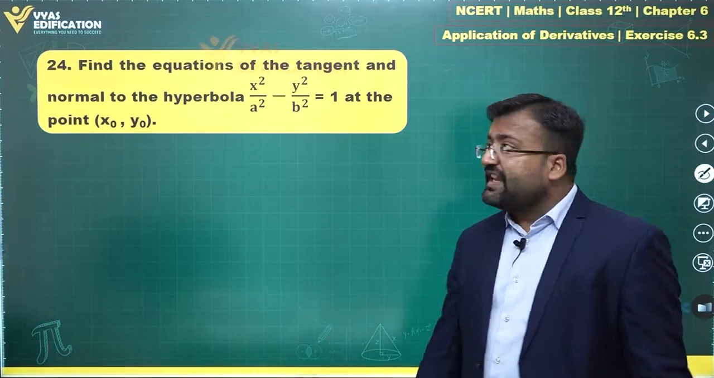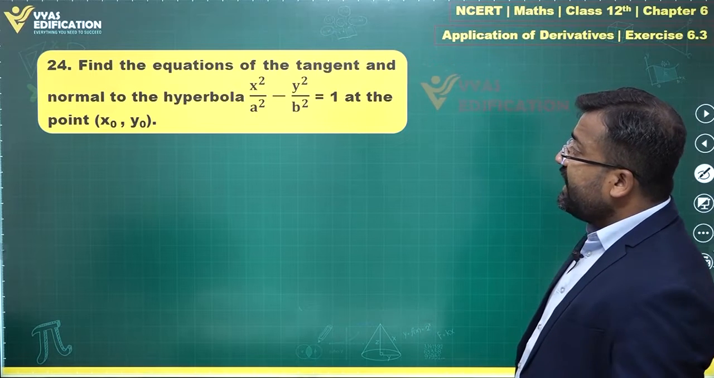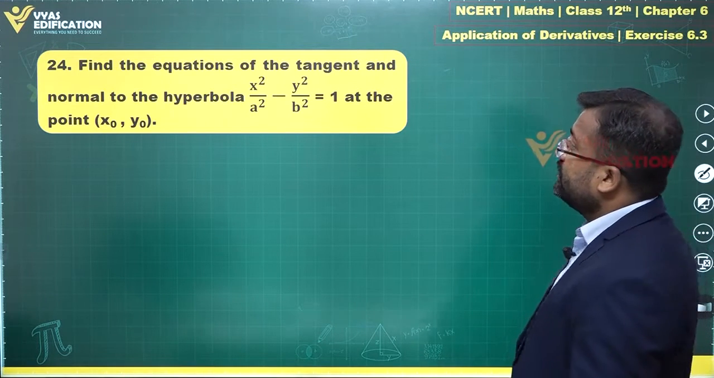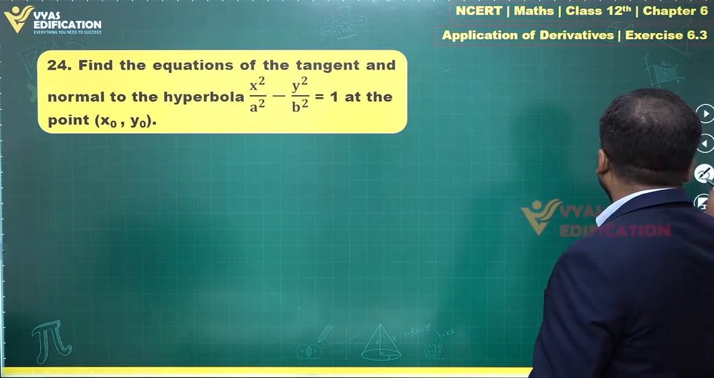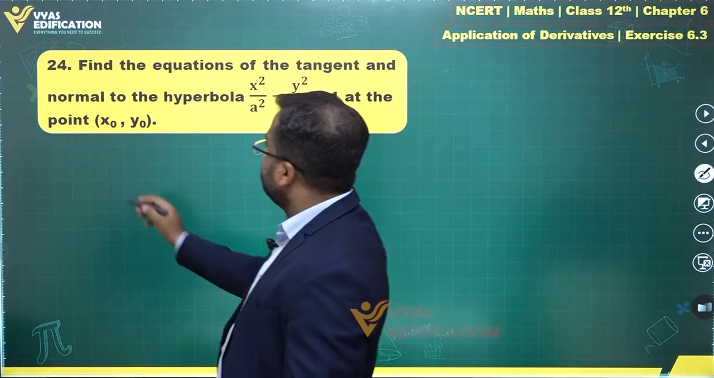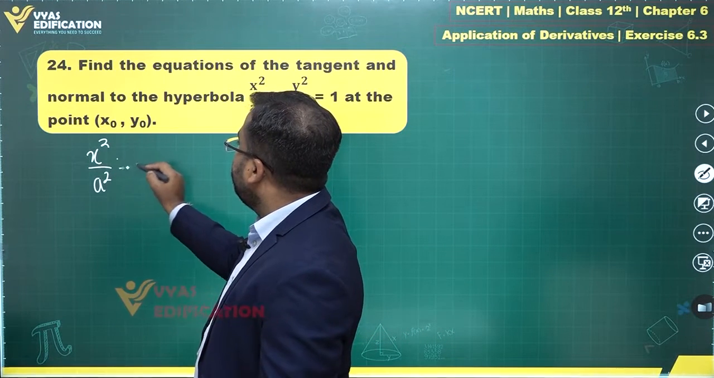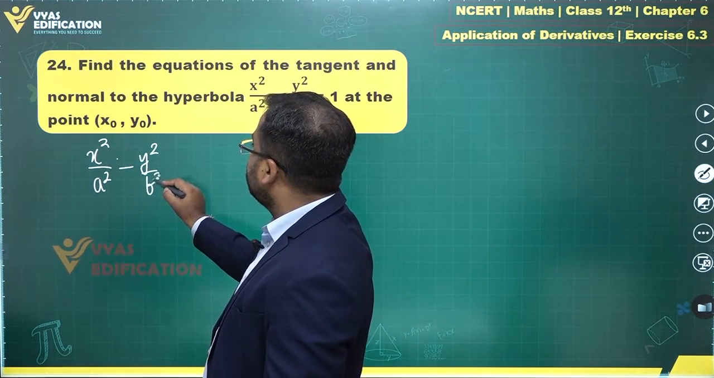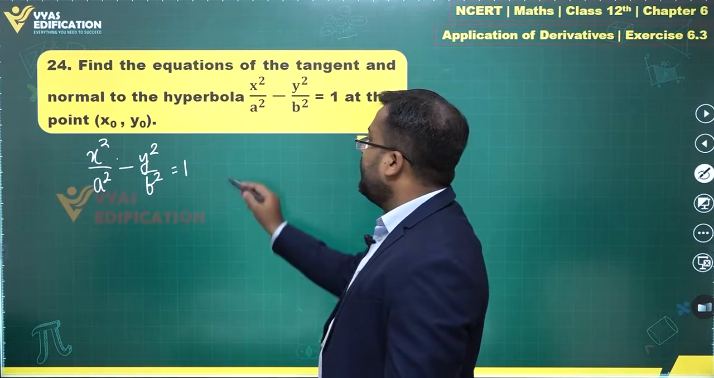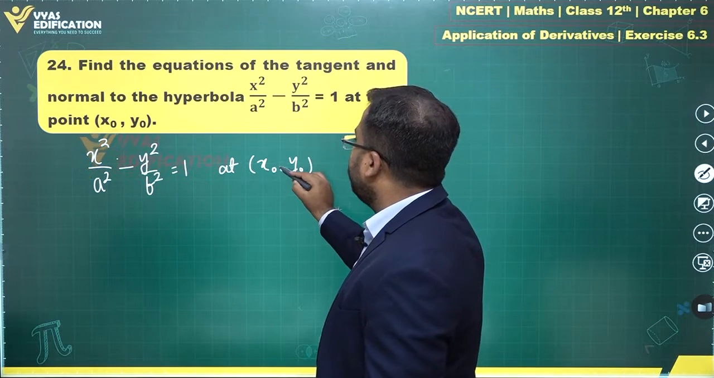Question number 24 says, find the equations of the tangent and normal to the hyperbola x squared over a squared minus y squared over b squared equals 1, at the point x naught, y naught. Okay. Equations of the tangent and normal. We have x square over a square minus y square over b square is equal to 1. At x naught comma y naught is what we are interested in.